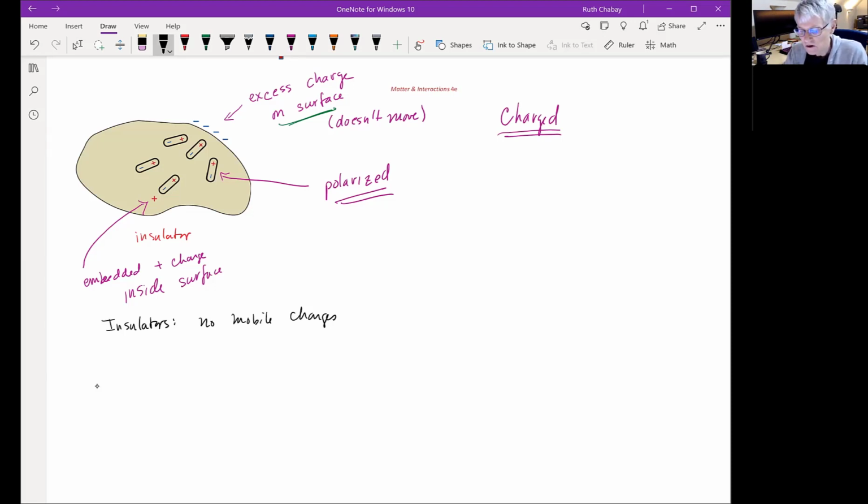Whereas in conductors, so, bound electrons can't move very far, so less than 10 to the minus 10 meters. Conductors, there are mobile charges that can move really long distances.